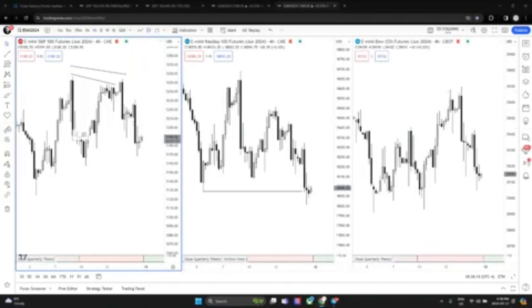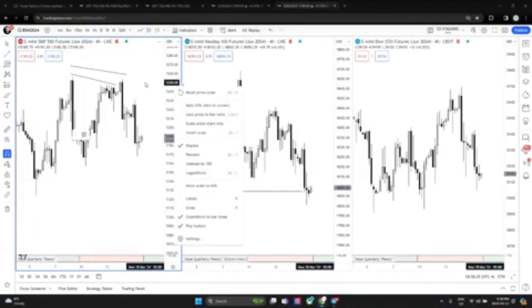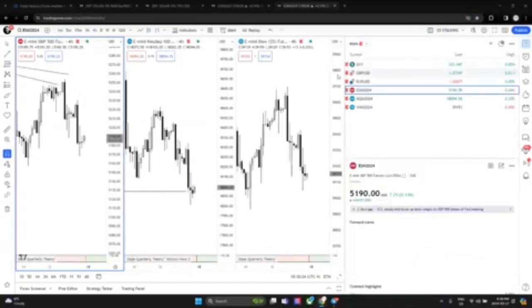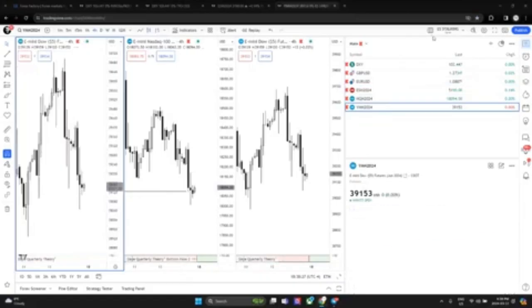So we'll just look at this segment of price action. More particularly, we'll look at the Dow, because the Dow was the cleanest.